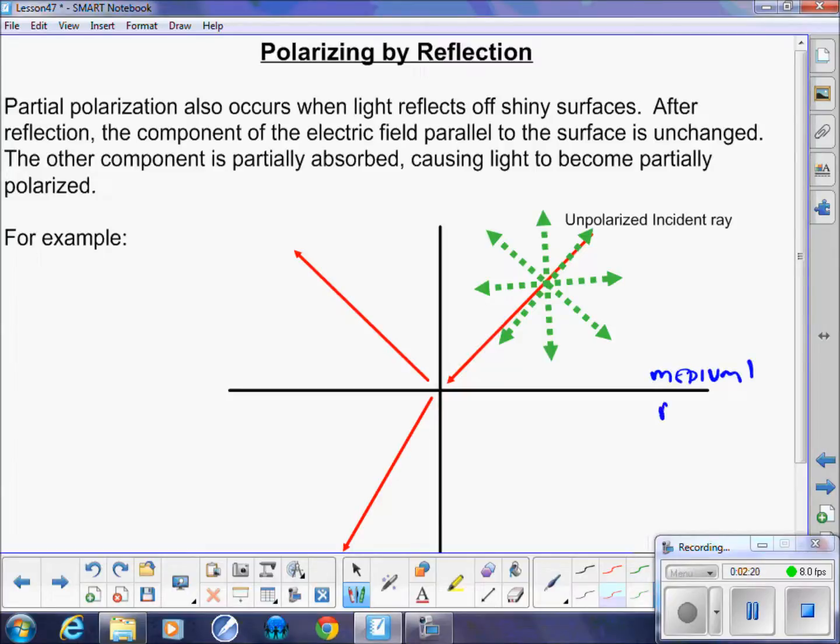Medium 1, medium 2. What will happen is that if it's a shiny surface, then the light waves that are fluctuating parallel to the medium's interface will be reflected. So we get this kind of reflection, and the result is polarized light. And this is an example of total polarization.